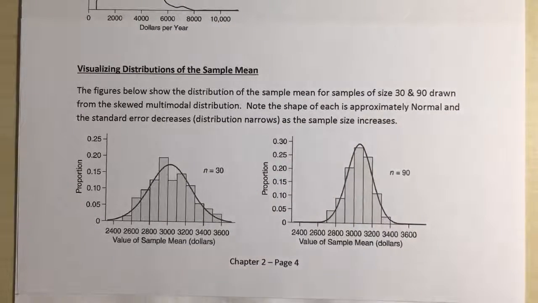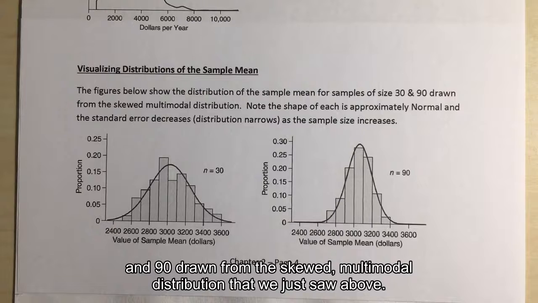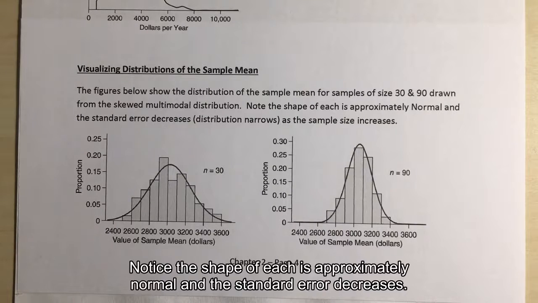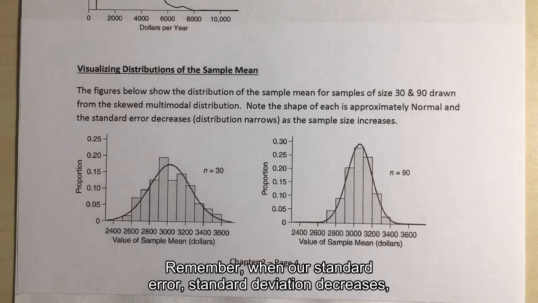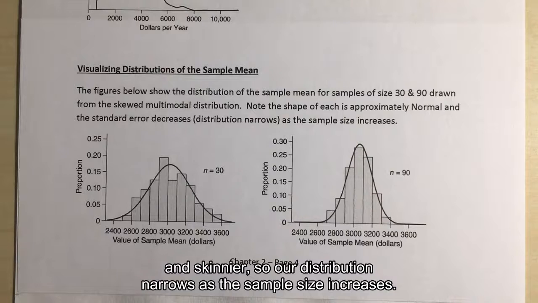All right, the figures below show the distribution of the sample mean for samples of size 30 and 90 drawn from the skewed multimodal distribution that we just saw above. Notice the shape of each is approximately normal, and the standard error decreases. Remember, when our standard error decreases, it's because our normal curve is getting taller and skinnier, so our distribution narrows as the sample size increases.